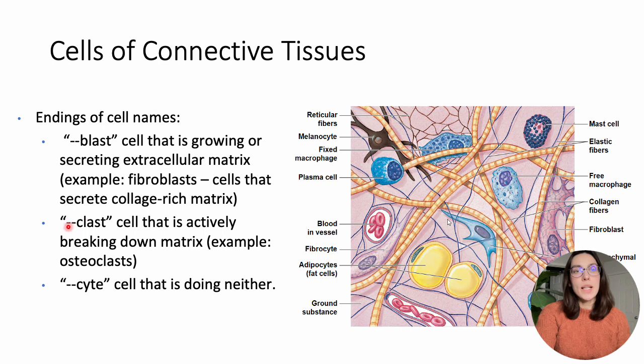If the end of a cell name is "-clast," it means that it's actively breaking something down, meaning taking the big structures and deconstructing them into little building blocks, breaking stuff down. For example, osteoclast. Osteo means bone, clast is to eat bone, basically. So it's breaking down bone, so there's no more bone stuff.